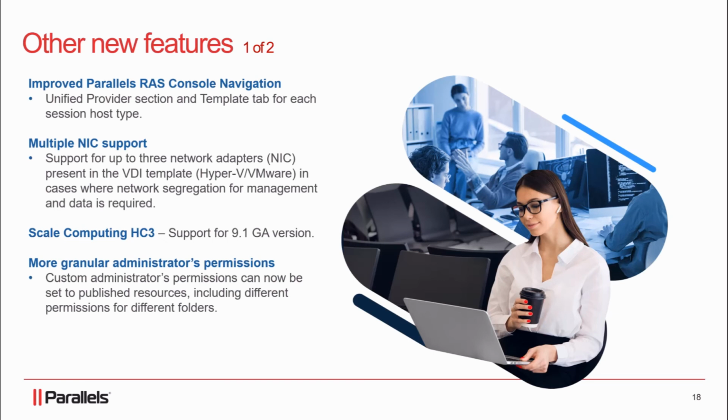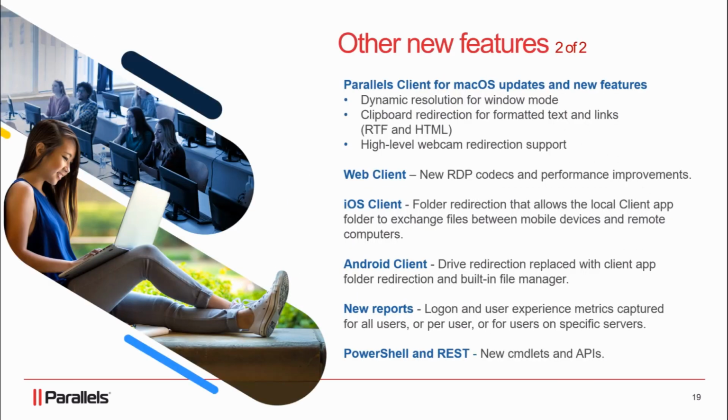Scale Computing 9.1. Granular administrator permissions. This one is great because not only can you grant access to applications to view, to modify, those types of things, you can now specify the specific applications you want certain people to have access to. So it's not an all or nothing permission now. And that's all throughout the management console. Just the applications are a great example.